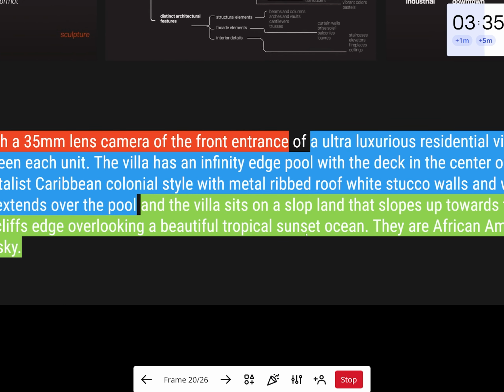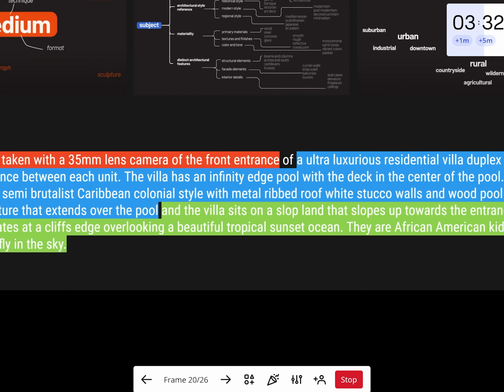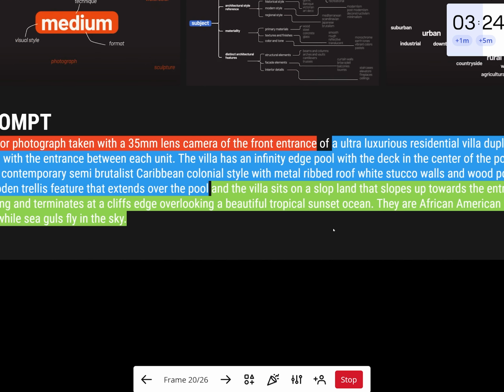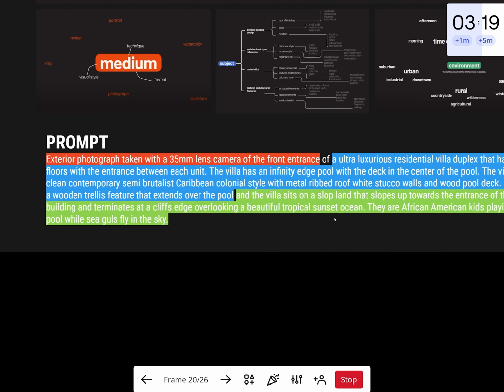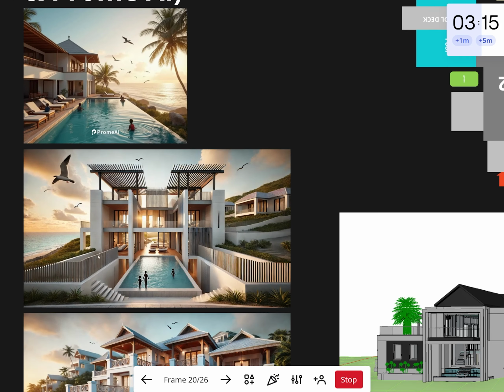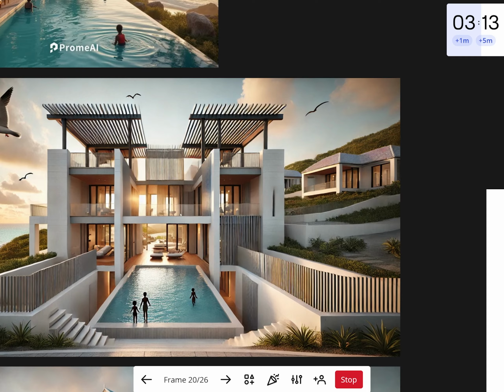The villa sits on a slope that slopes towards the entrance of the building and terminates at the cliff edge overlooking a beautiful tropical sunset. There are African American kids playing in the pool while seagulls fly in the sky. Now that is a pretty hefty sentence, but with that, I was able to generate images like these.